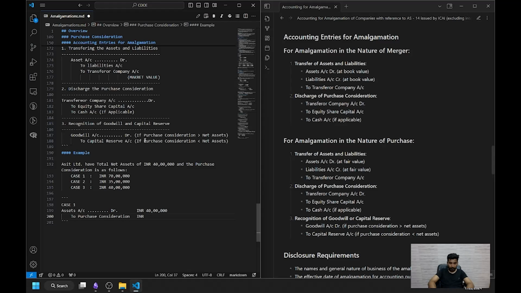And the amount for the purchase consideration is rupees 70 lakhs, right? In case 1. So the remaining balancing figure will be shown on the debit side as goodwill. Goodwill account will be debited by rupees 30 lakhs. That is the remaining balancing figure. Okay. And this is how case 1 will conclude.